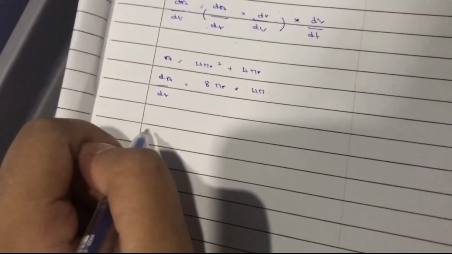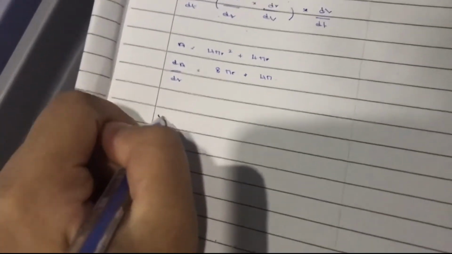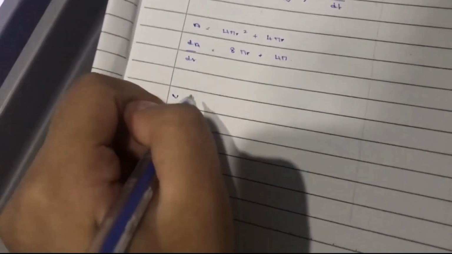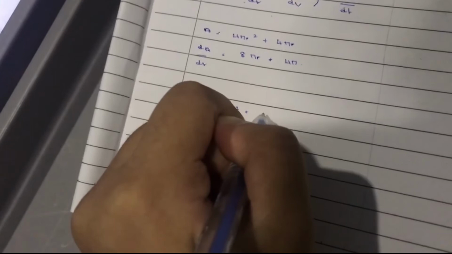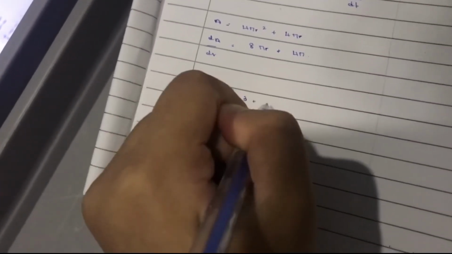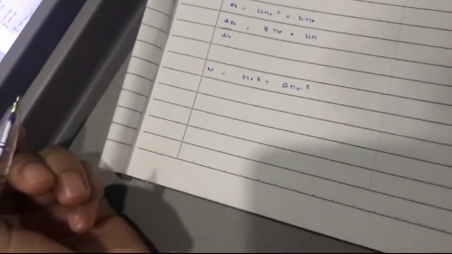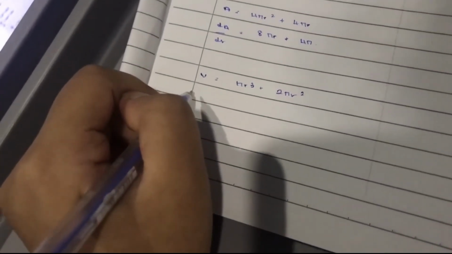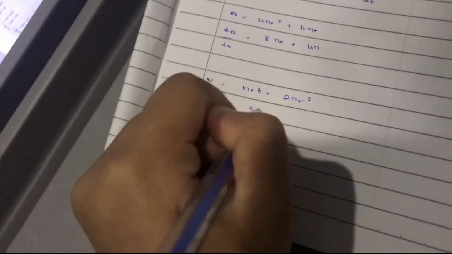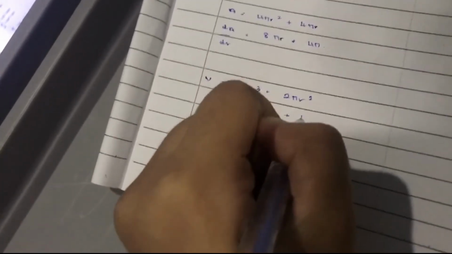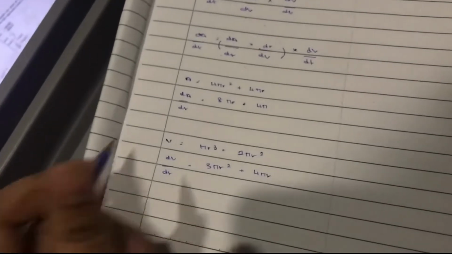After that, the V. V equals, from what we got from question B, pi r cubed plus 2 pi r squared. So dV over dr is 3 pi r squared plus 4 pi r. So this is the dV over dr. So now just put it in this one.